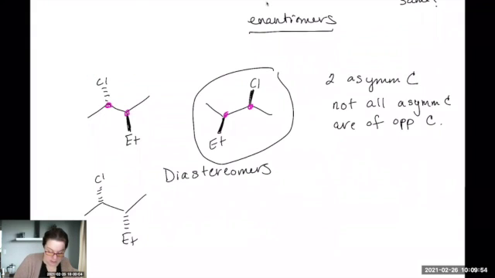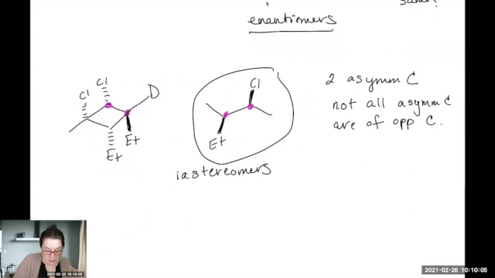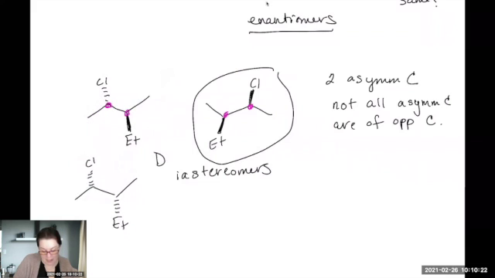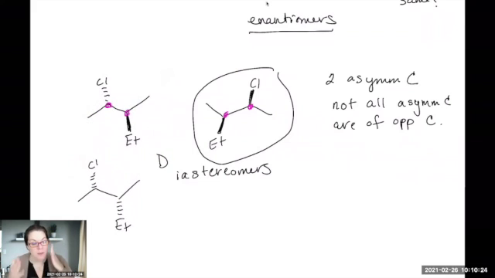Hopefully what you can see here is that the asymmetric carbon that the chlorine is attached to is the exact same in both. That one's superimposable. But the asymmetric carbon with the ethyl attached is of the opposite configuration. One's wedged and one's dashed. The other one is the same. Because not all of them are the opposite, it's a diastereomer and not an enantiomer.